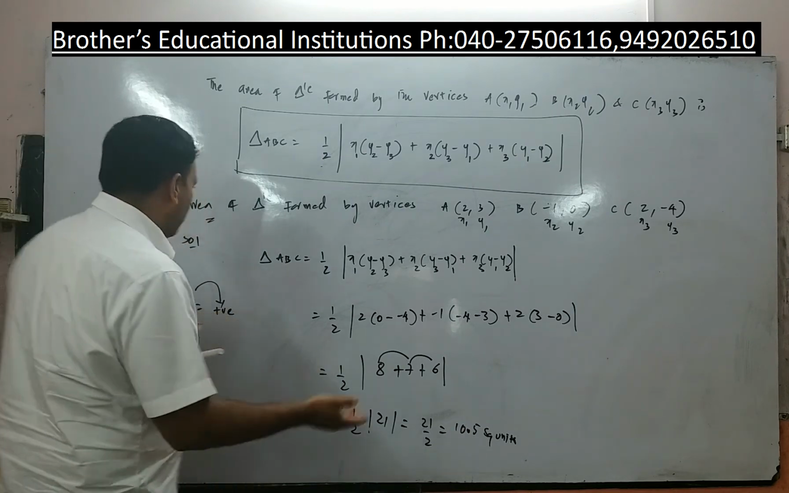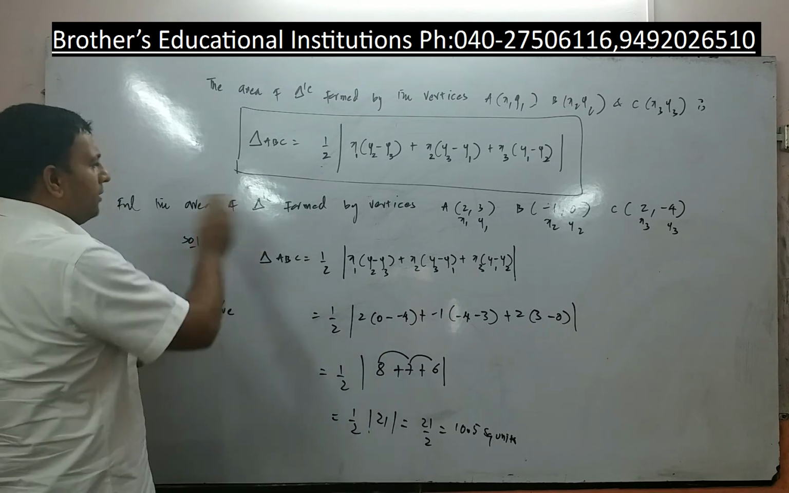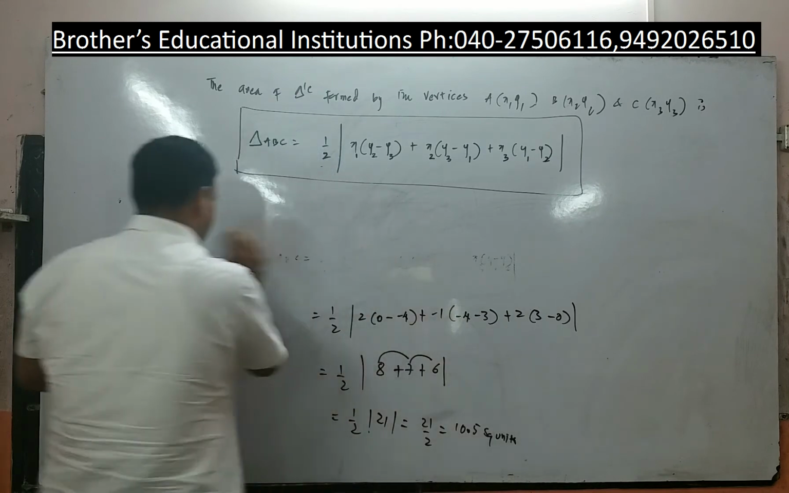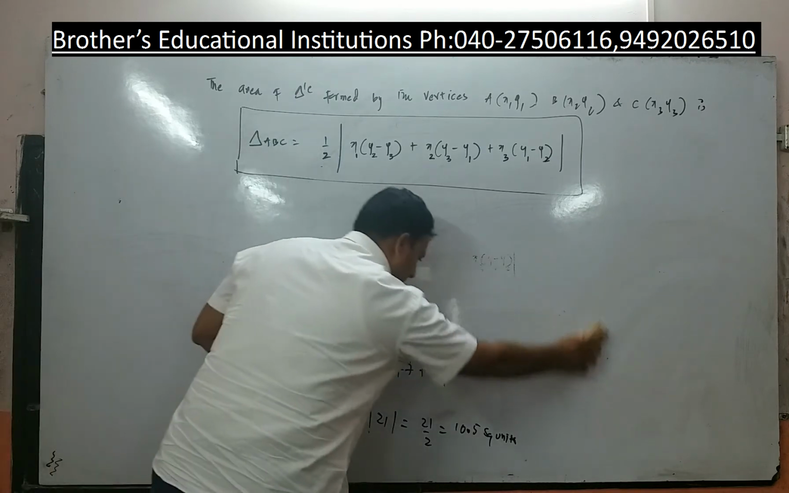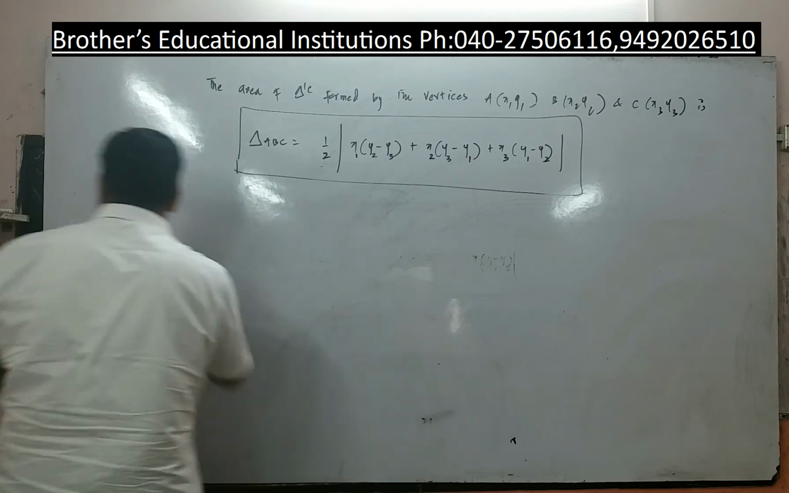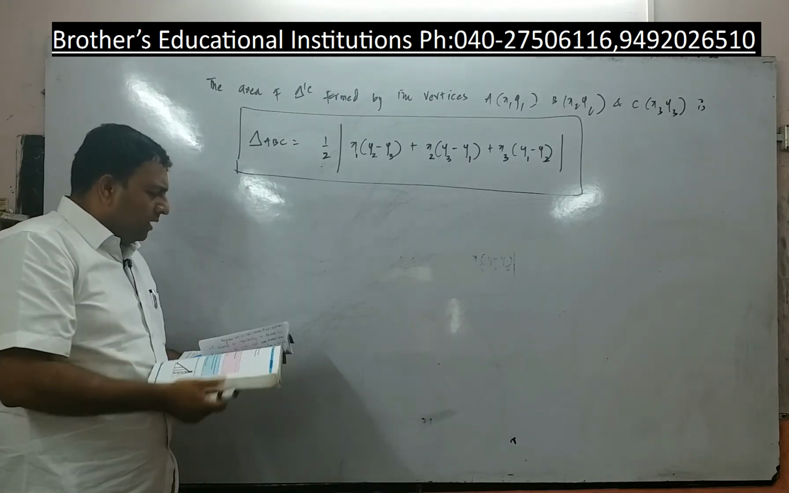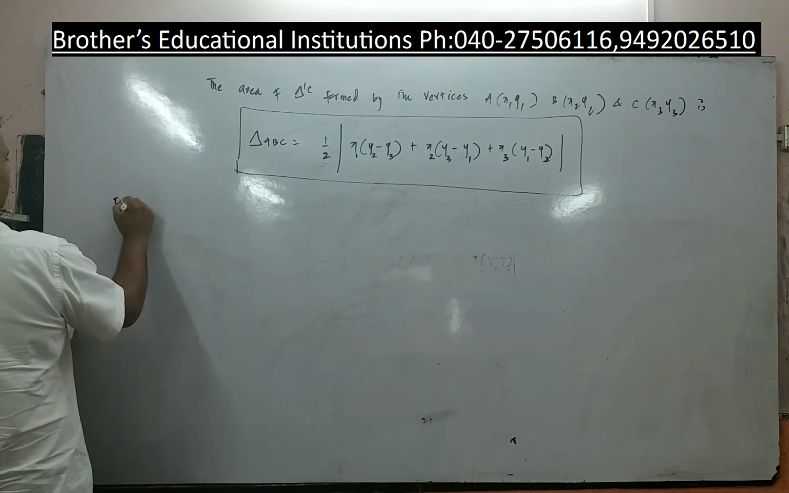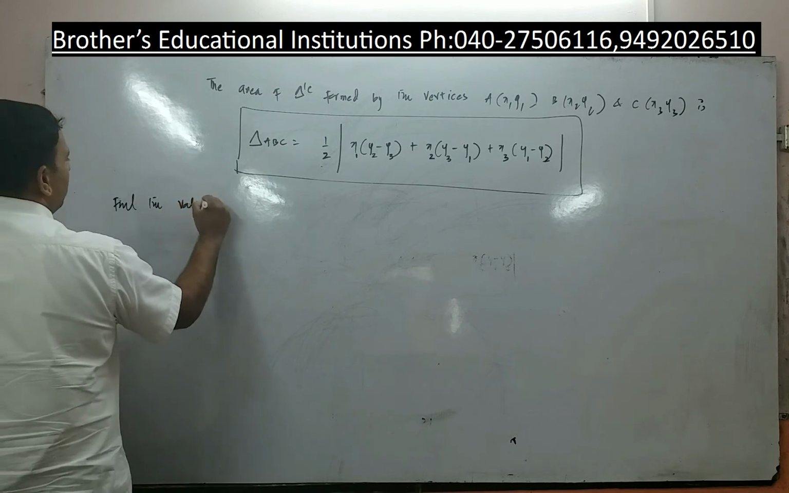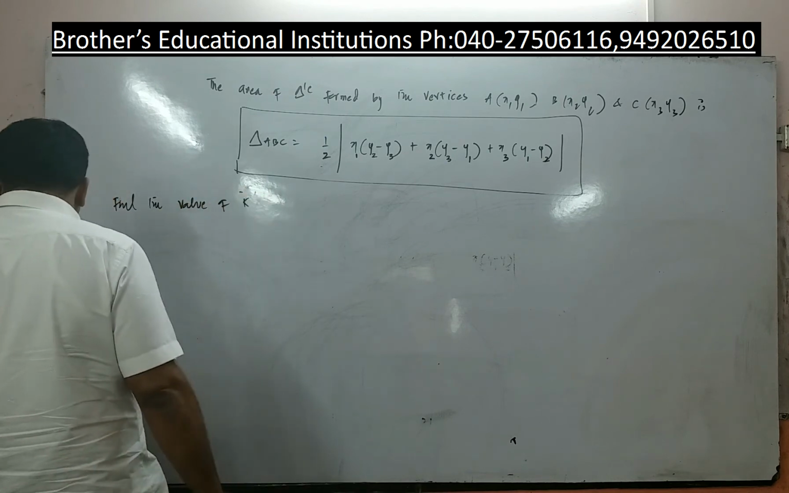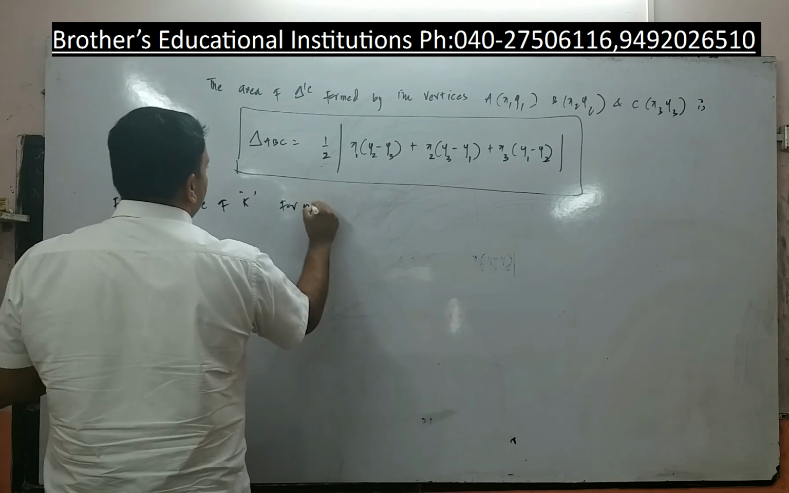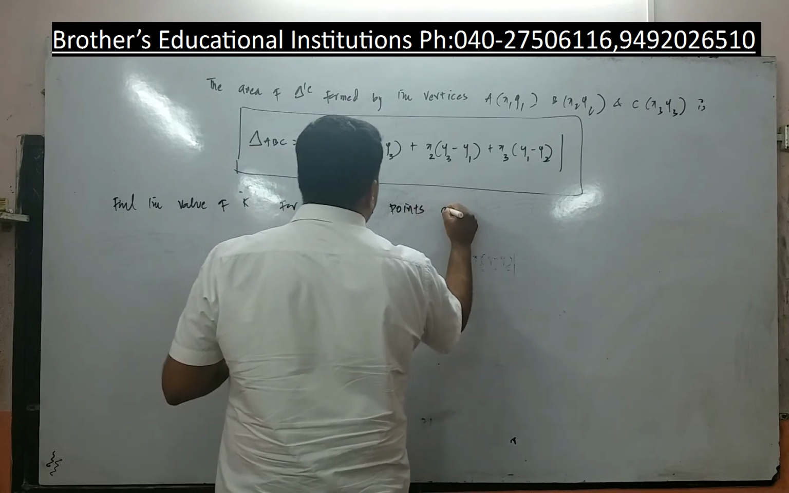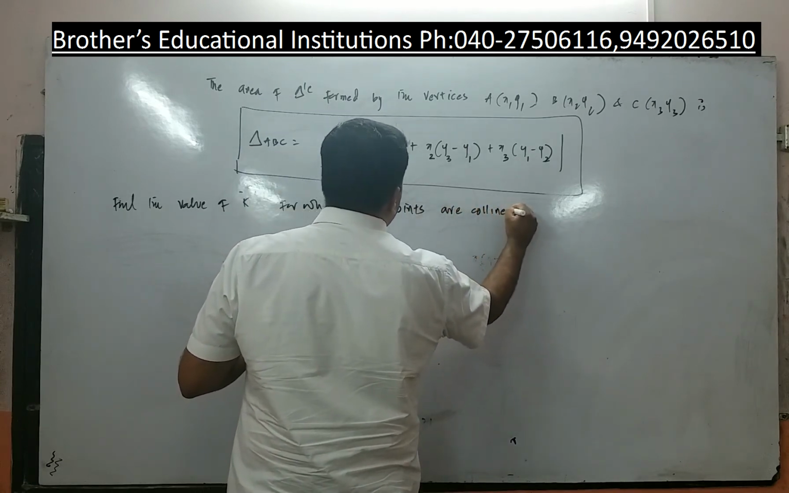Let us try to take one more numerical in a different format. Okay children, now we will take a different question, different pattern. Find the value of k for which the points are collinear.